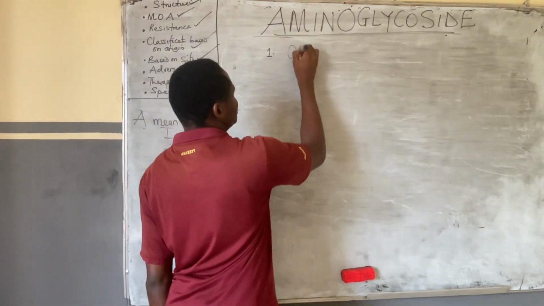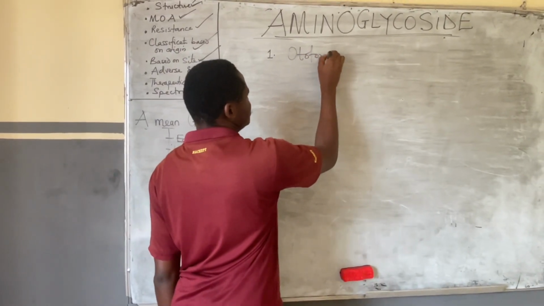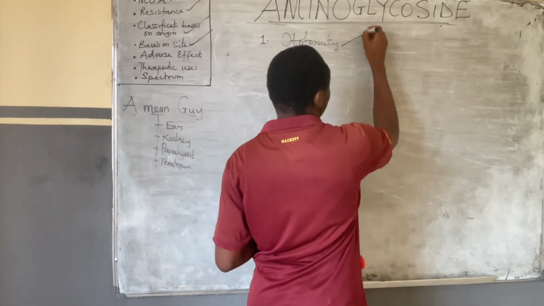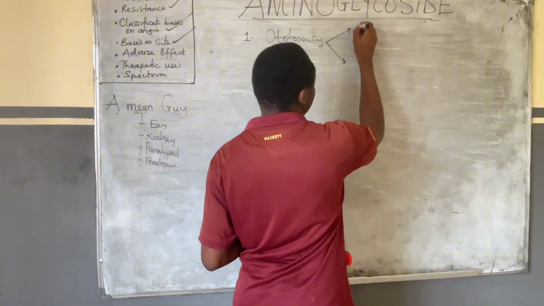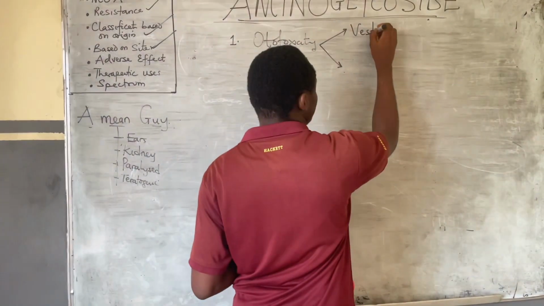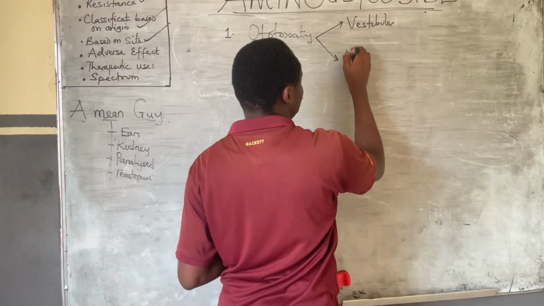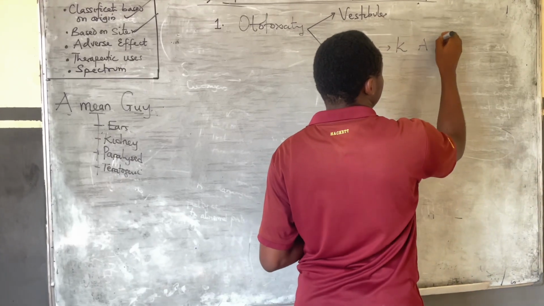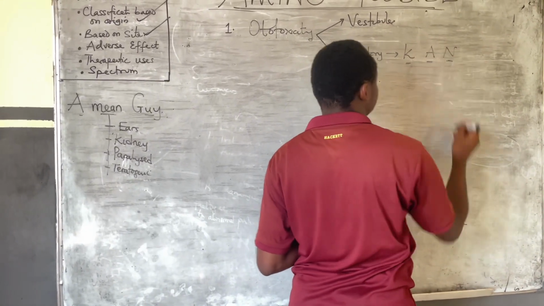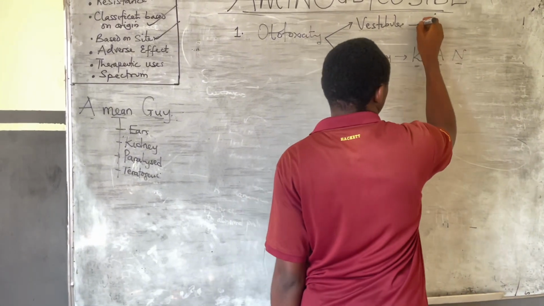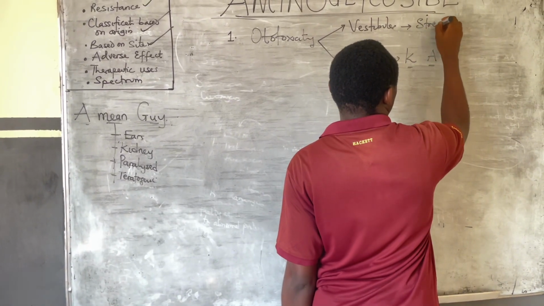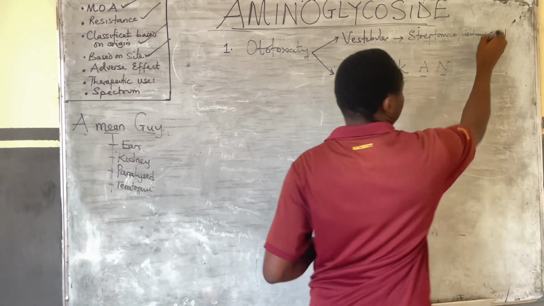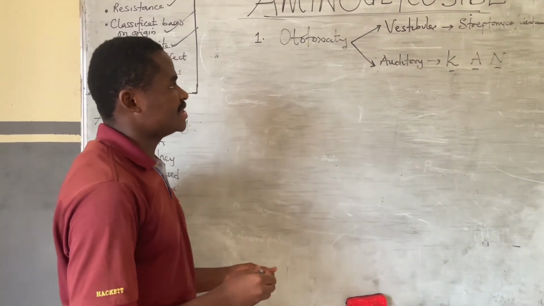So let me take number one. For the ear, I call that ototoxicity. Since it's cranial nerve 8, that is the ear, I'll divide it into two because it's the vestibulocochlear nerve. Those that are going to be for the vestibular part and those that are going to be for the auditory part. For the auditory, I remember using KAM, that is kanamycin, amikacin, and netilmycin. Then for vestibular, we have the likes of streptomycin and gentamicin.